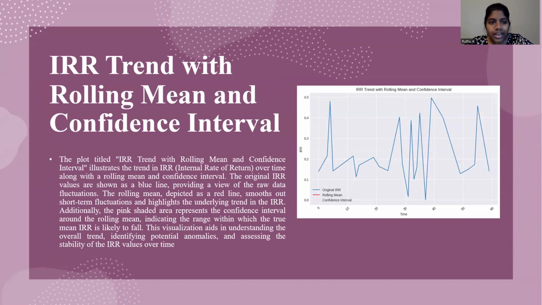This slide shows the IRR trend with rolling mean and confidence interval. It visualizes the internal rate of return, IRR. The red line represents the rolling mean, smoothing out short-term fluctuations. The pink shaded area indicates the confidence interval around the rolling mean, showing the likely range of the true mean IRR. This helps understand the trend, spot anomalies, and assess IRR stability over time.